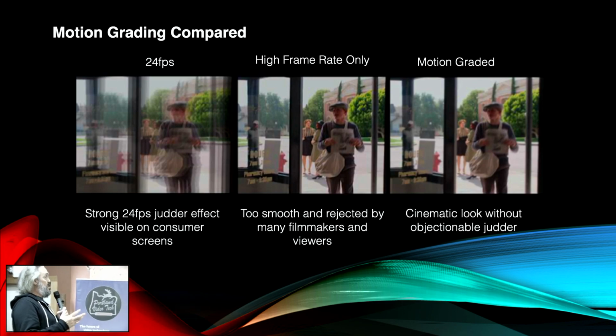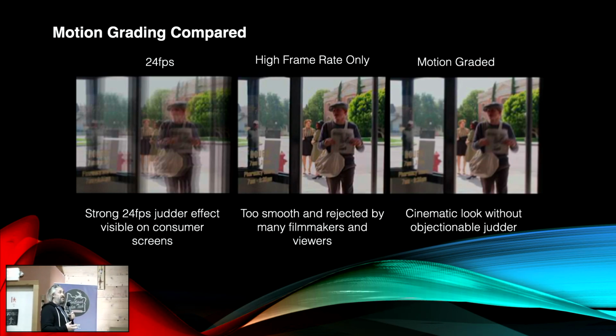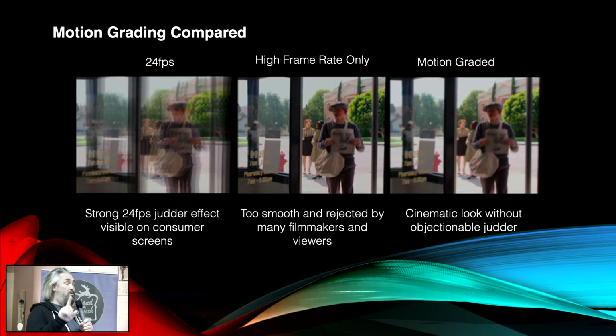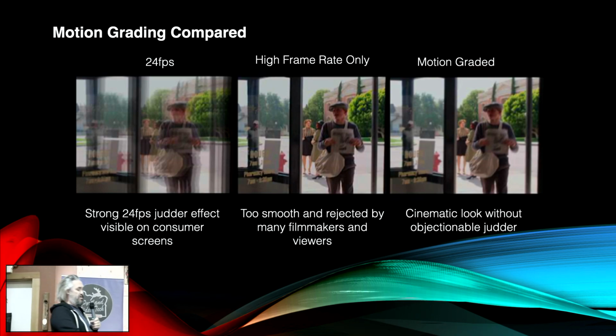And then motion graded, which is a creatively sourced application of a certain amount of judder, a certain amount of motion in a scene where needed, and that's important, we'll come back to that. That keeps that filmic look we associate with 24 frames per second, but being carried by a container frame rate that's higher than that. So that's interesting.